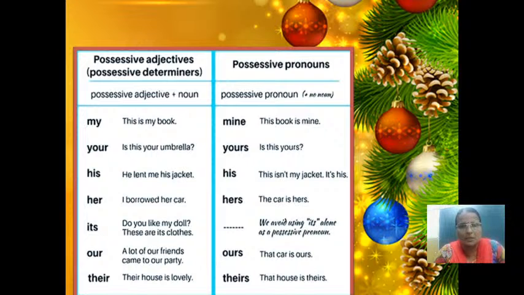You should not do that mistake. So when I am explaining these two things, possessive adjective and possessive pronouns, pay your full concentration in the class. If anything is distracting you from your concentration in the class, please keep away all those things.